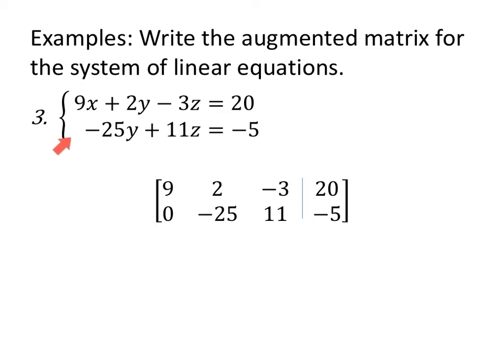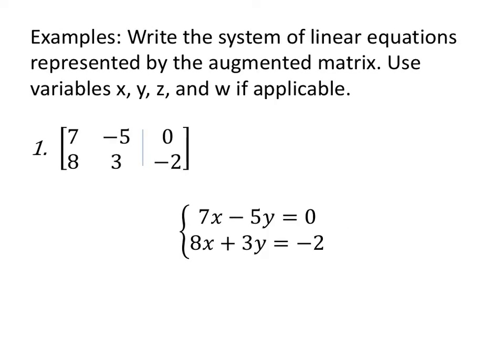Again, this second equation has no x's written, so I'll write 0, and then negative 25, 11, negative 5 to fill in the rest. Don't forget the zeros, they're very important. Not only do we need to be able to take a system and write it as a matrix, if you're given an augmented matrix, you need to be able to translate it back into a system. And you'll see why here in a few minutes.